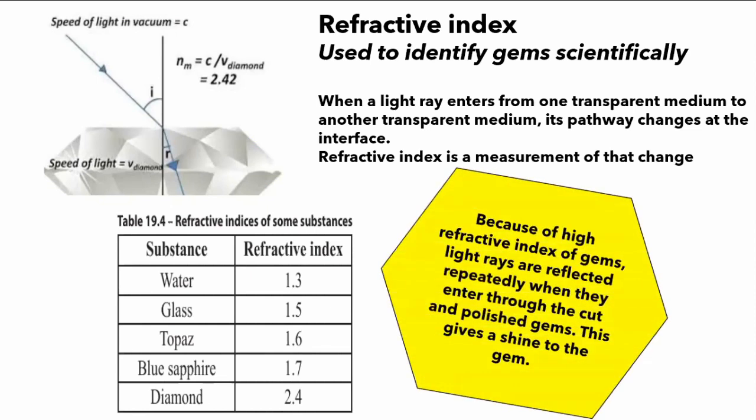As you all know, gems shine. Why does this happen? This is because of their high refractive index. Light rays that fall on these gem surfaces will repeatedly reflect back, and because of this, gems shine. Although gems are beautiful and attractive and very valuable, many problems have arisen because of the gem industry.